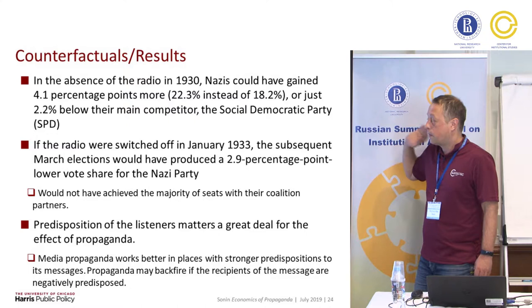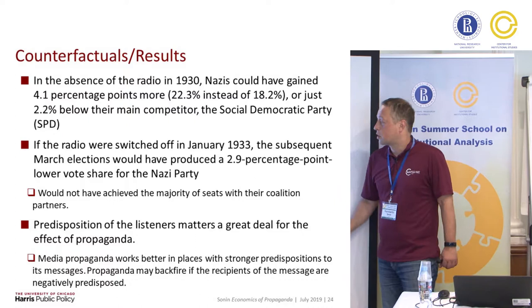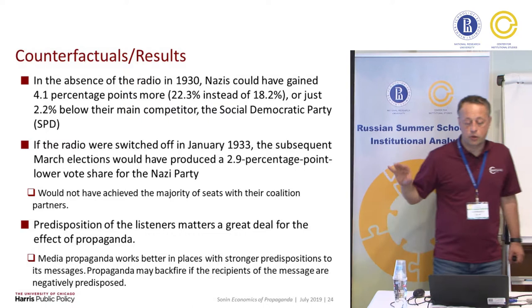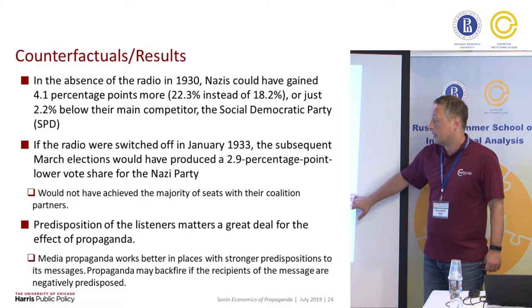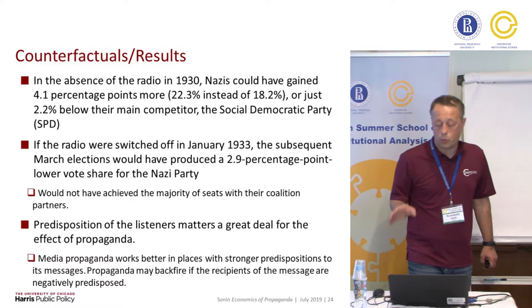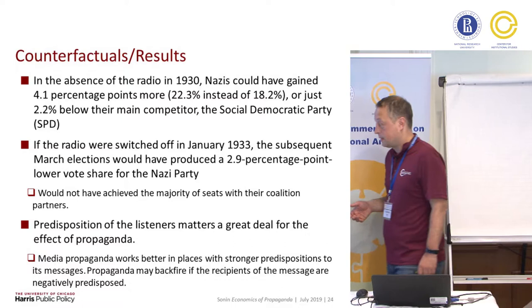So there are a lot of results in this paper. One thing that they established quite well, because they control for the Jewish share, or the exposure of people to Jewish people or Jewish establishments, is that the predispositions of the listeners matter a great deal for the effect of propaganda. So media propaganda works better in places with strong predisposition to its messages, and propaganda backfires if the recipients of the message are negatively predisposed.